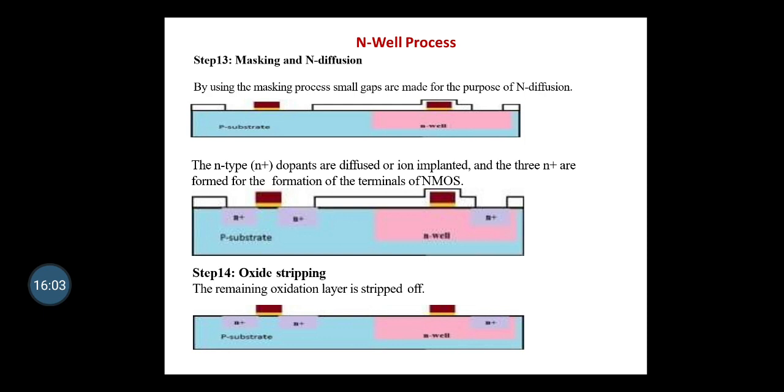Step 13, masking and N diffusion. By using the masking process, small gaps are made for the purpose of N diffusion. The N-type dopants are diffused or ion implanted, and the N+ regions are formed for the formation of terminals of NMOS. Step 14 is oxide stripping. The remaining oxidation layer is stripped off.